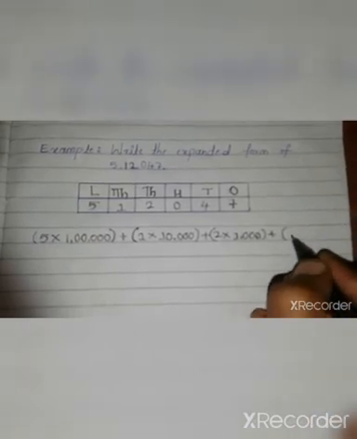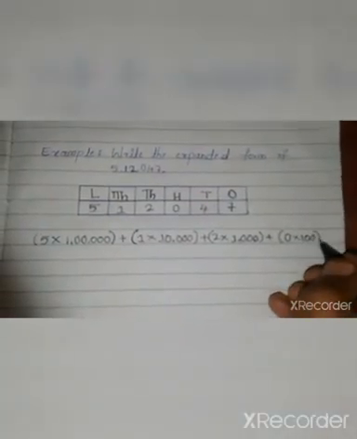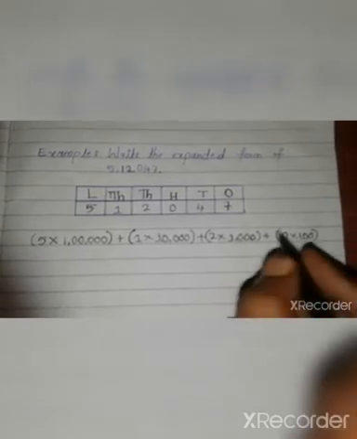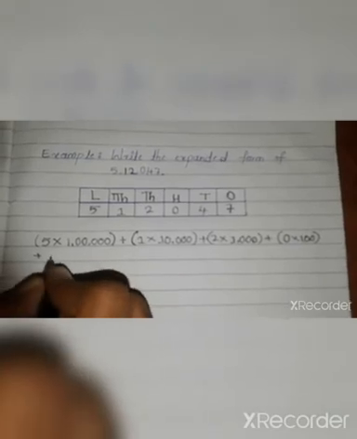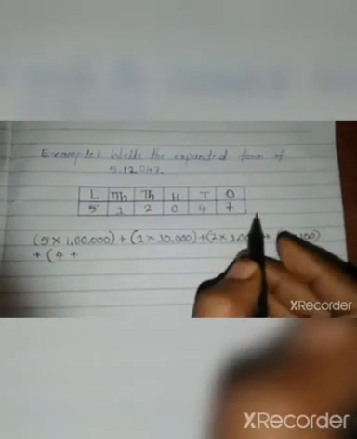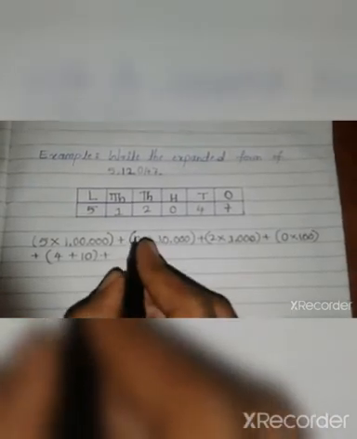So students, complete the bracket. Next number is 0. In which place is 0? 0 is in the 100 place. 0 is multiplied by 100. Write a plus sign. Again make a bracket. Next number is 4. Write number 4. In which place is number 4? Number 4 is in the 10's place. Number 4 is multiplied by 10. Again complete the bracket, write a plus sign.